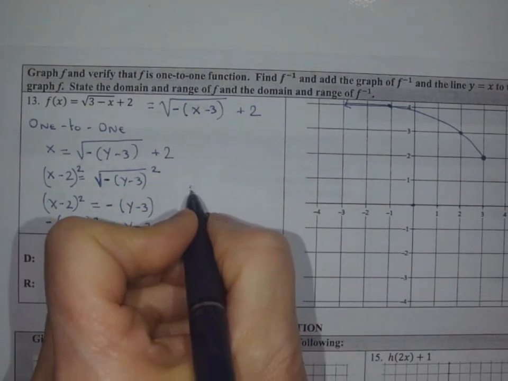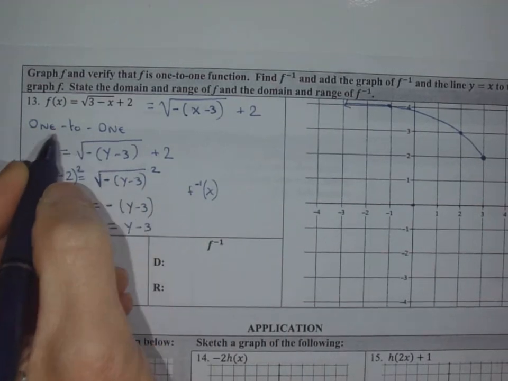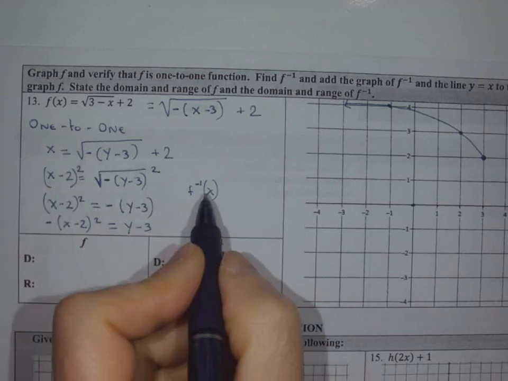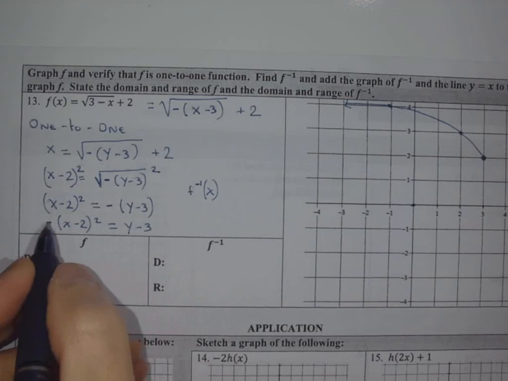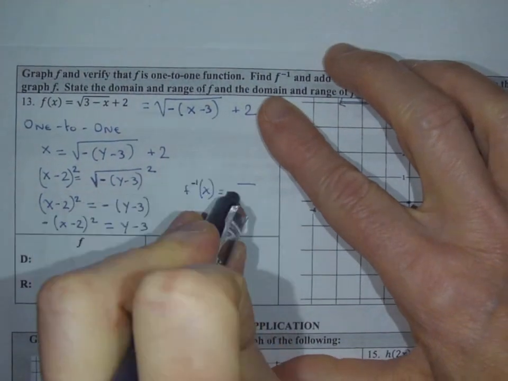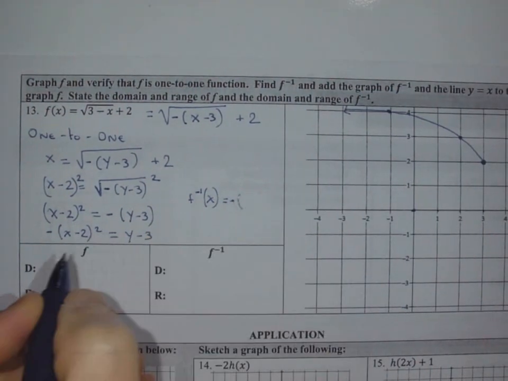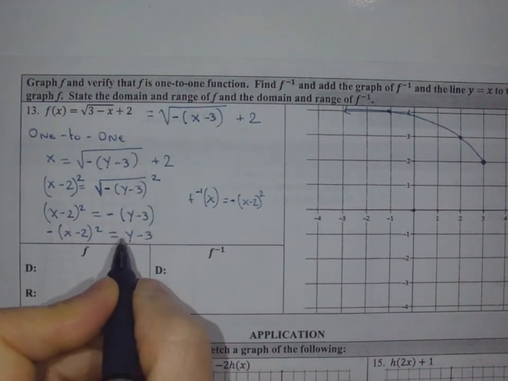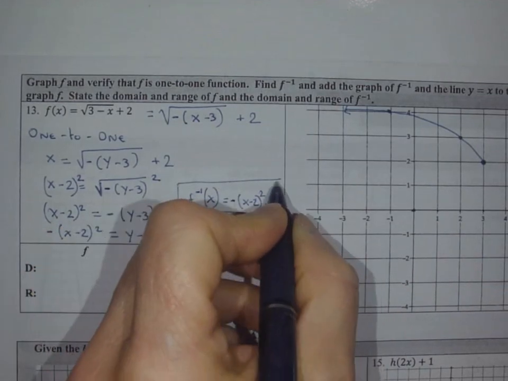So I would have that my f inverse, and I can use function notation because I decided that it was a one-to-one. Therefore the inverse is also a function. So we can use function notation. So f inverse is going to be equal to negative, parentheses, x minus 2 quantity squared, and then I move that 3 across, so plus 3. So that's my inverse function right there.